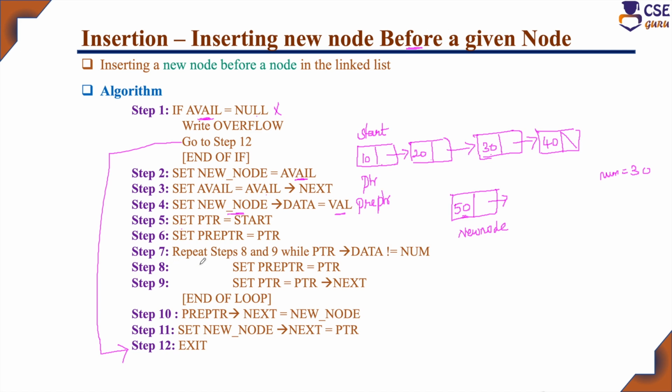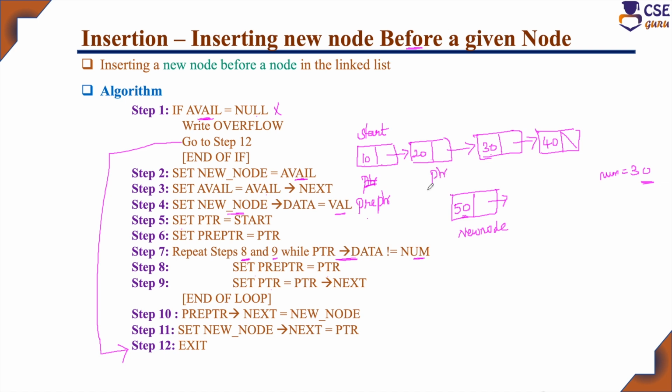Okay. Step 7. Repeat steps 8 and 9 while PTR of data not equal to number. So number is 30. Okay. Check it. PTR of data is 10. Compare with the 30. Yes, condition is true. PTR of data not equal to number. Both are not matching. Set pre-PTR as PTR. This is PTR as pre-PTR only. Already it is pre-PTR only. PTR as PTR of next.